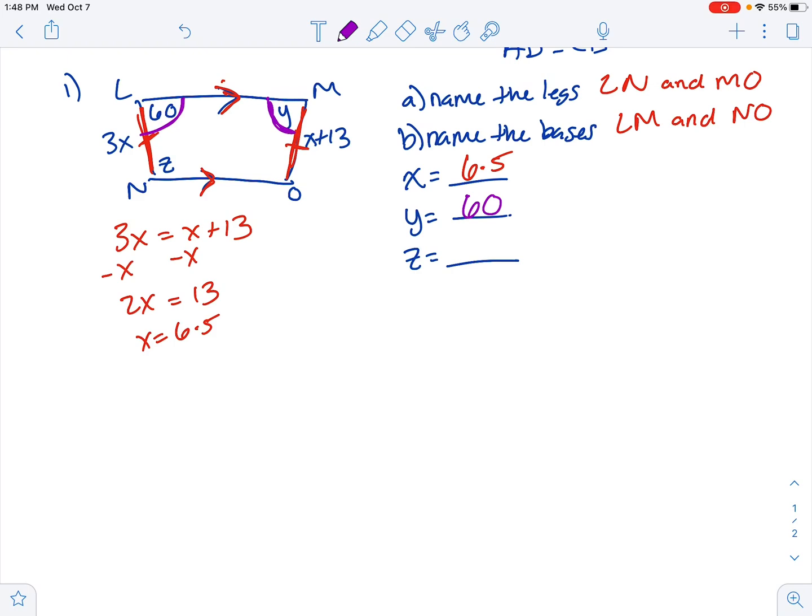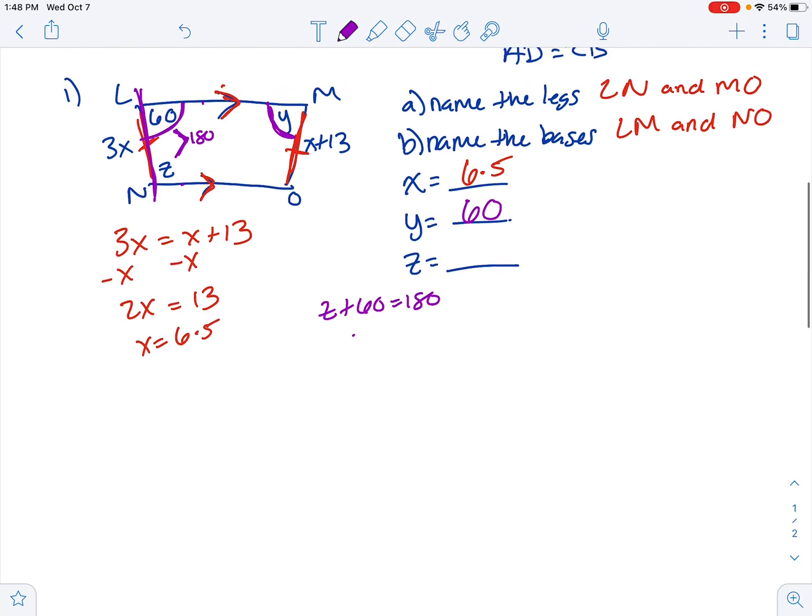Okay, now think parallel lines with me. We've got parallel bases, and then this leg can act like a transversal. So these two, just like our other parallelograms, would be consecutive interior angles. So they add to 180. So z plus 60 equals 180. So z is 120.